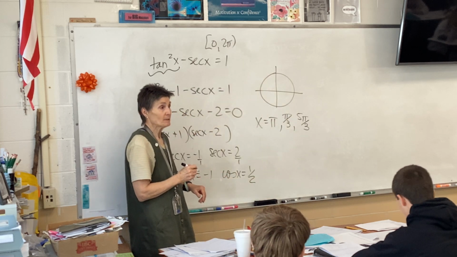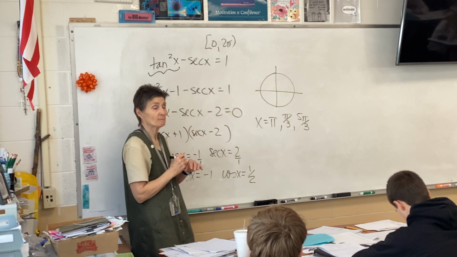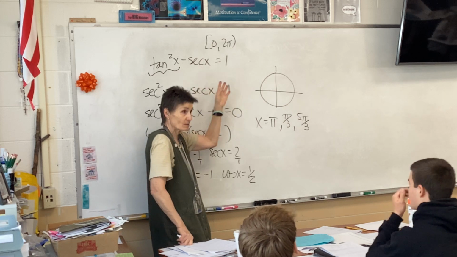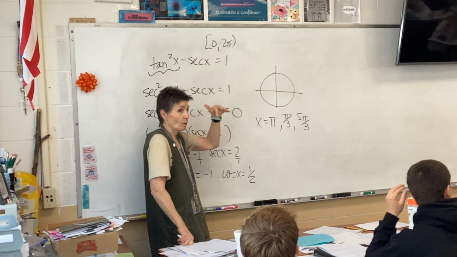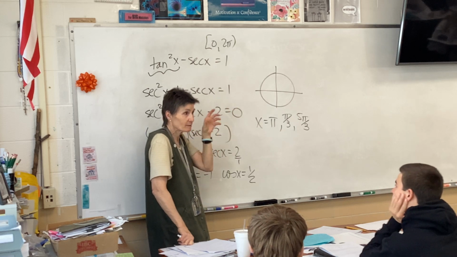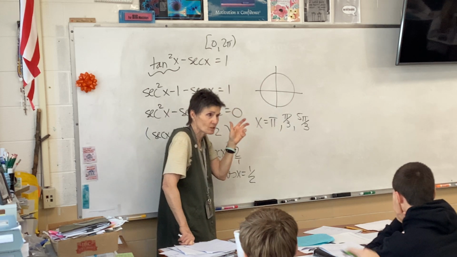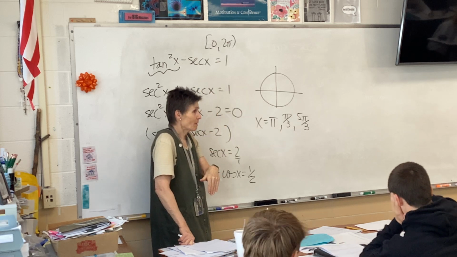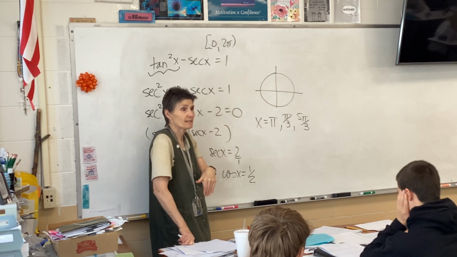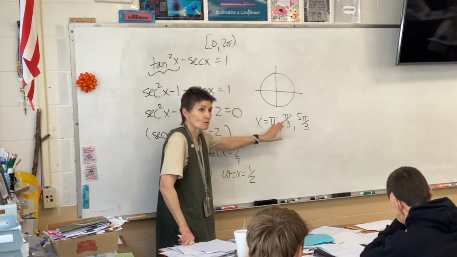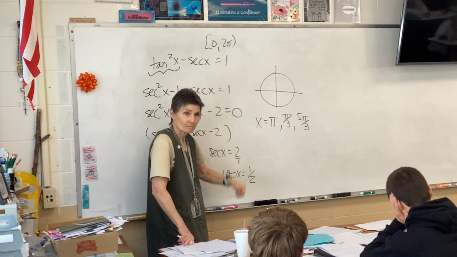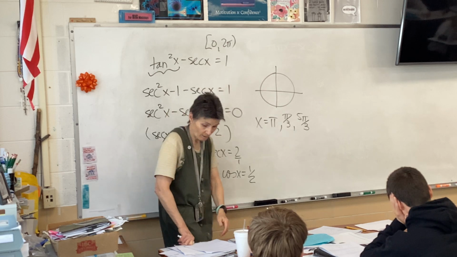Now it doesn't happen a lot, but it does happen sometimes. This problem has a tangent in it, and what did we say we kind of always have to be at least aware of with the tangent? It can't be pi over 2 or 3 pi over 2 because the tangent's undefined there. I don't have that here, so I'm good, but that is something you want to stay aware of.